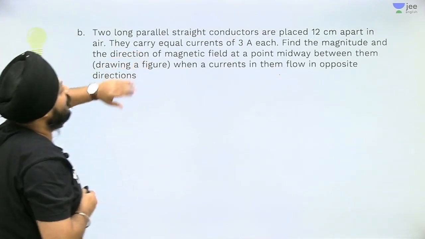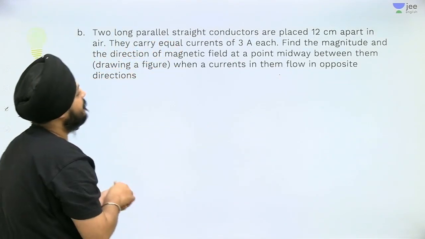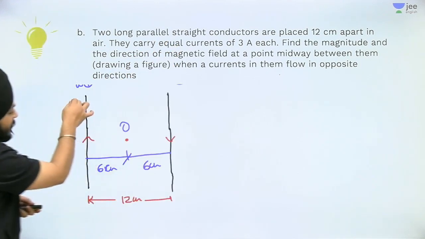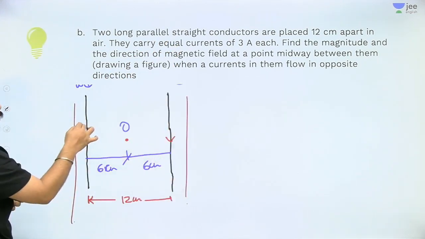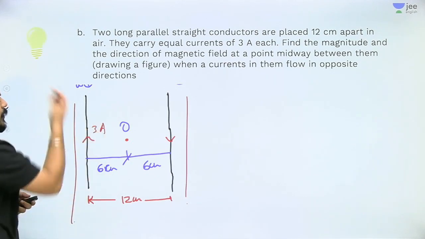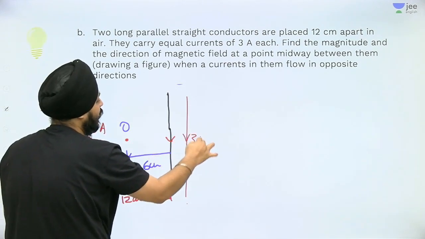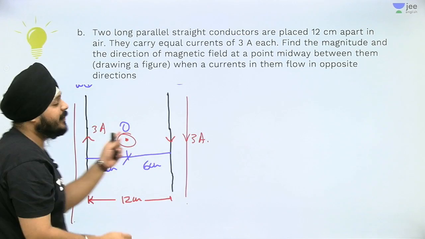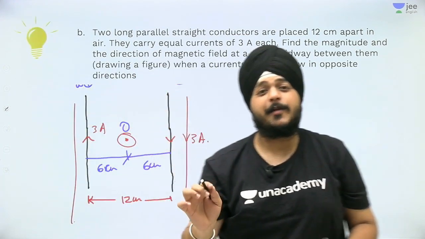Two long parallel wires, a simple thing. They are having the current in the opposite direction. This is 3 ampere in the upward direction and this is 3 ampere in the downward direction. We have to find the net magnetic field at the midpoint.